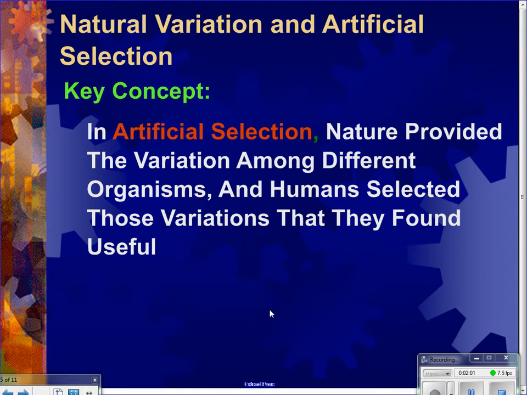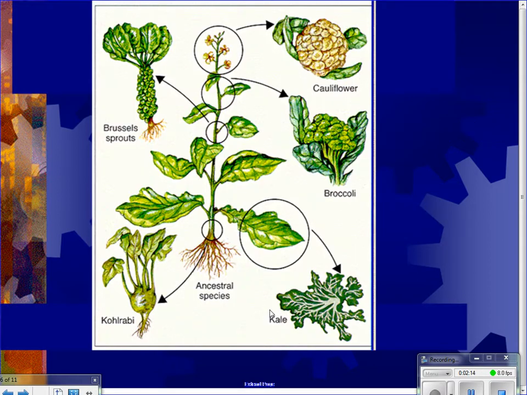So the key concept to artificial selection is that nature provided the variation and humans selected the variation that they found useful. A very good example is this plant here. This is a brassica, or an ancestral mustard plant. Through artificial selection, humans have selected different parts of the plant to produce very different types of vegetables, all descended from this common ancestral brassica or mustard.